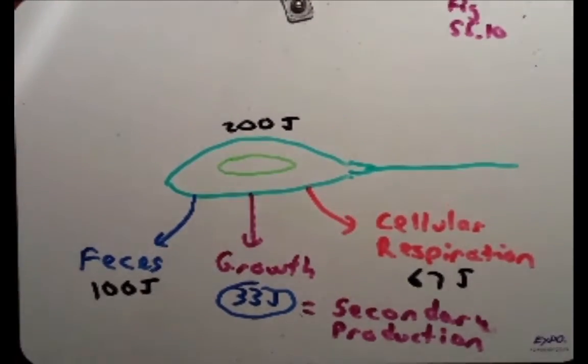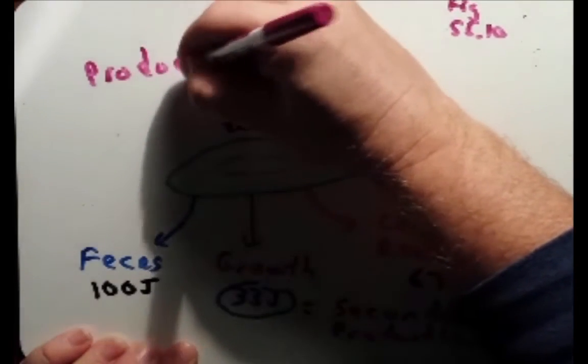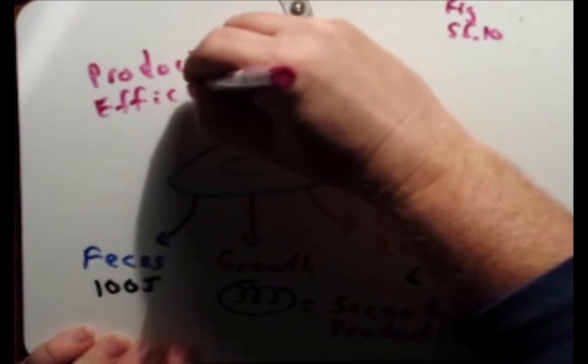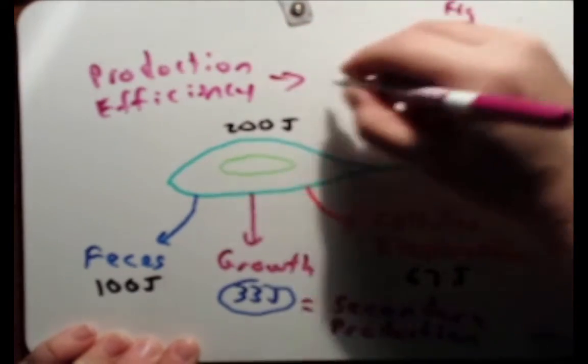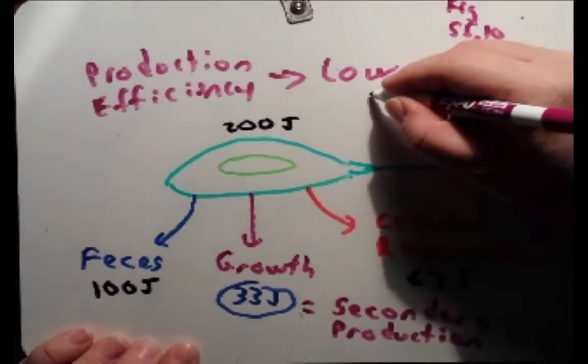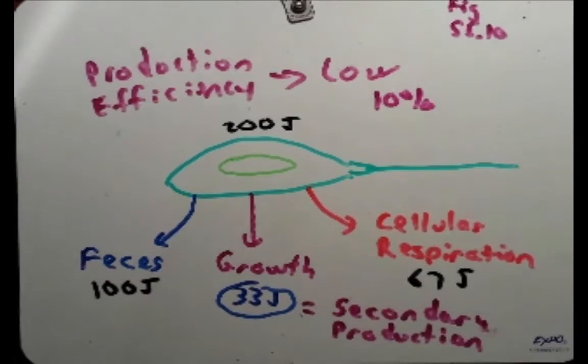We should also, a big take-home point here, let's write that up here too. And that is, throughout this process, we're going to learn that production efficiency is very low. In fact, we really think in most systems, it's only about 10% efficient, meaning you lose about 90% of all that energy that comes into you. This is a little bit better than 10%. The 10% is an estimate.